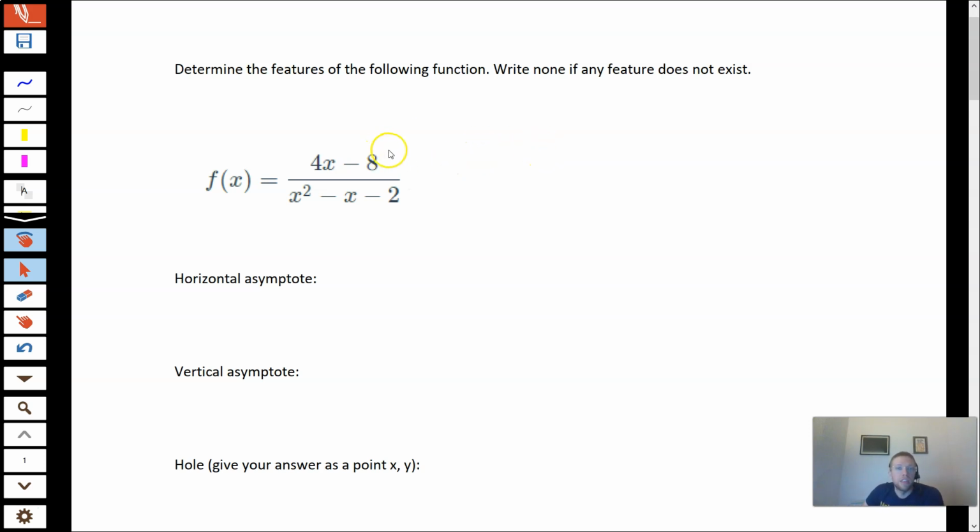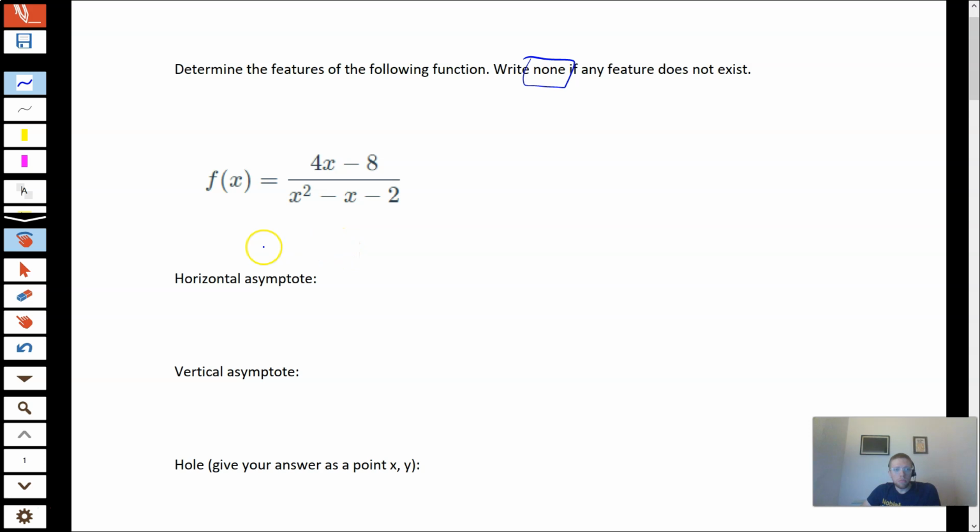Okay? And then this first problem, it says determine the features of the following function. This is important to note: we can write none if anything doesn't exist. Especially when we're talking about asymptotes, not every graph has an asymptote for both horizontal and vertical. So none is a fair answer. That being said, don't just write none because you're not sure how to do it or because you like saying none. Have a reason to back it up.